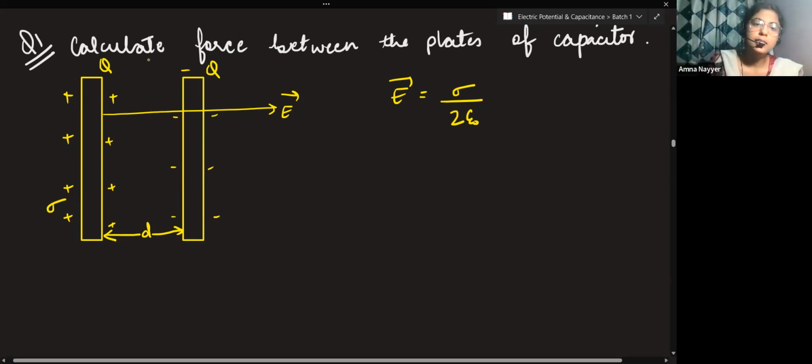See, Q is the charge on the positive plate, minus Q is the charge on the negative parallel plate. D is the separation between the plates. Sigma is the surface charge density.